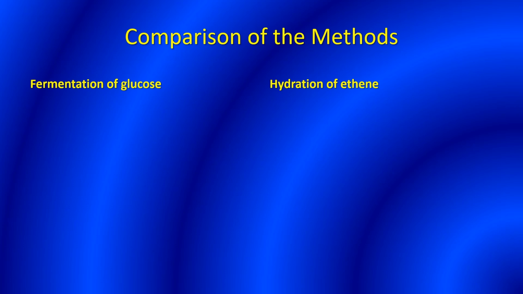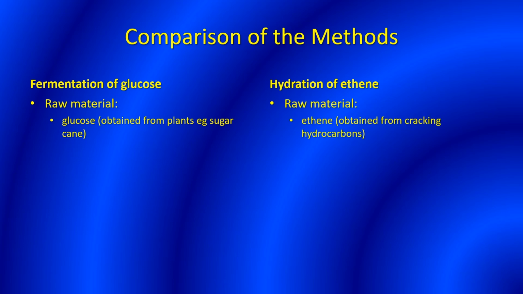So what I'd like to do now is have a look at a comparison of the two different methods of the manufacture of ethanol. For fermentation of glucose, the only thing we need is glucose, which we can obtain from plants. For the hydration of ethene, we need ethene, which we normally obtain by cracking hydrocarbons. So this is a non-renewable resource.